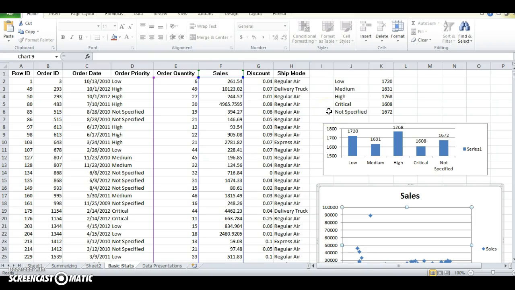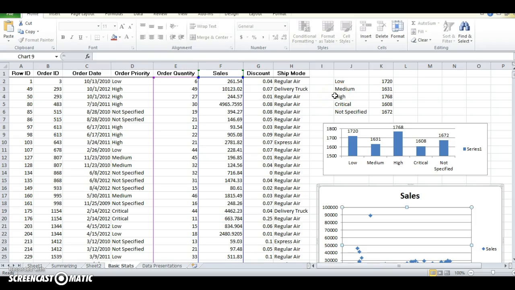Categorical variables are variables that have a finite number of values. I chose one in particular, the order priority. As you can see here, there are only so many order priorities. There are these values, five in all: low, medium, high, critical, and not specified. Those are all the possible values in this data set of about 8,400 records.